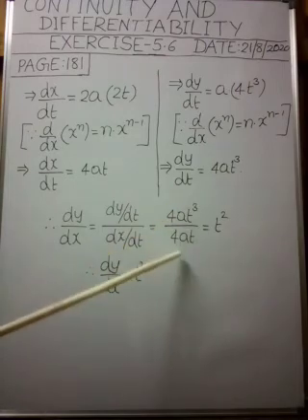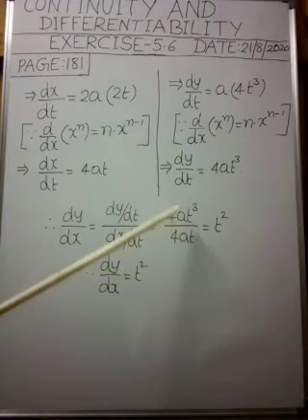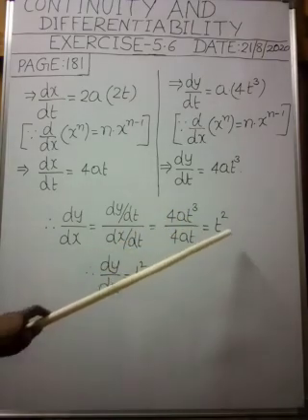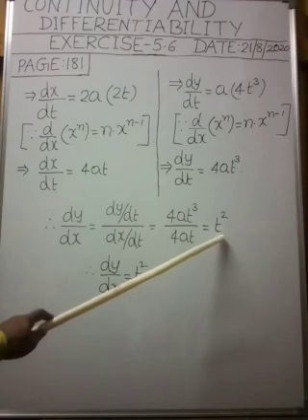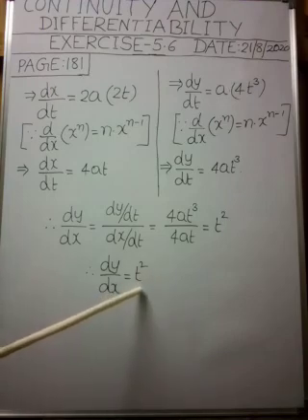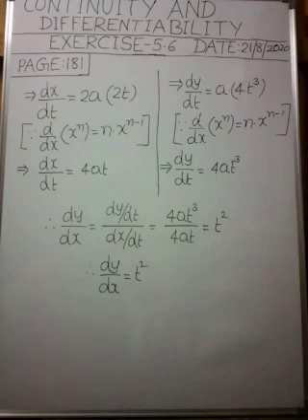Right. By simplifying here, 4 gets cancelled, a gets cancelled, t cube by t, what will you get? After simplifying this one, we get t square. Understood, my dear children? Right. Therefore, dy by dx is equal to t square. This is the value of dy by dx. Okay, my dear children? Got it? Right.